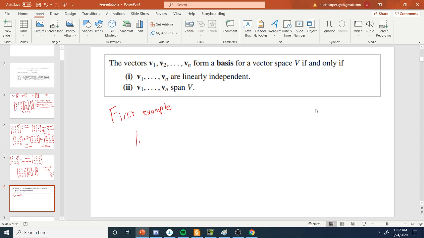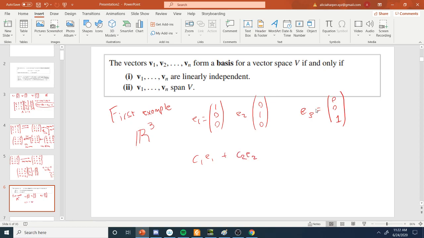Suppose we're in R3, and we look at the following 3 vectors: 1, 0, 0; 0, 1, 0; and 0, 0, 1. So we call these E1, E2, and E3. So this is the standard basis. Then, if we multiply E1 by C1, and we add it to C2 times E2, plus C3 times E3, we get the vector C1, C2, C3. And so you can see clearly by choosing C1, C2, C3 appropriately that every vector in R3 can be written as a linear combination of these three vectors.